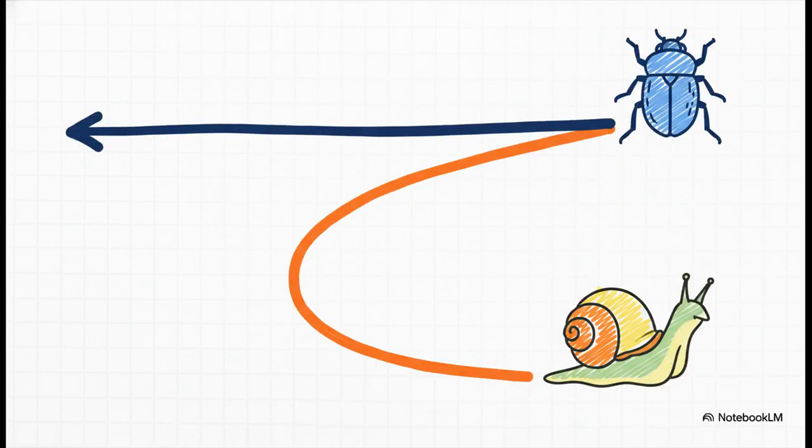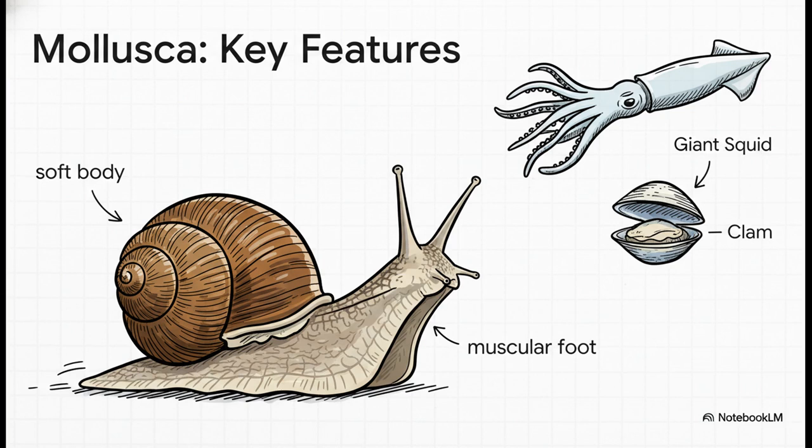But, a hard exoskeleton wasn't the only path to success. Another major group took a totally different route. They stuck with soft bodies and, in a lot of cases, got really good at creating their own protective shells. And this is the phylum Mollusca. We're talking about everything from garden snails to giant squids. They're all defined by their soft bodies.